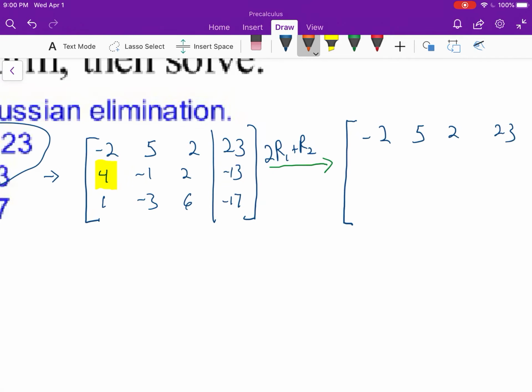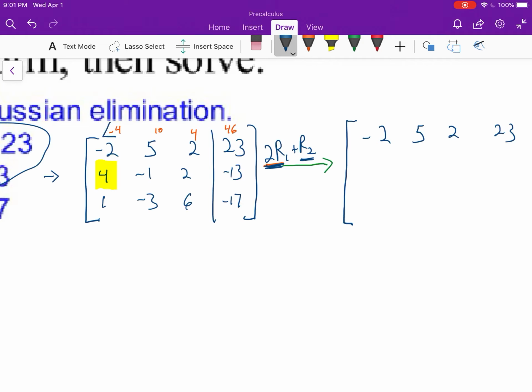Oftentimes what I like to do is go ahead and write 2 times row 1 right up here in our matrix a little bit smaller. So 2 times our entire row 1. So 2 times -2 is -4. 2 times 5 is 10. 2 times 2 is 4. And 2 times 23 is 46. And so now I can fairly easily do 2 times row 1 plus row 2, because I have all the numbers right there.